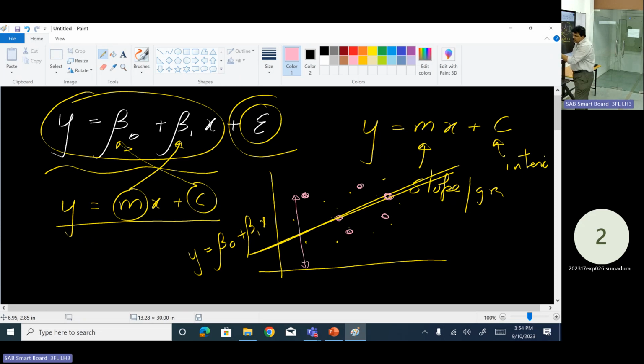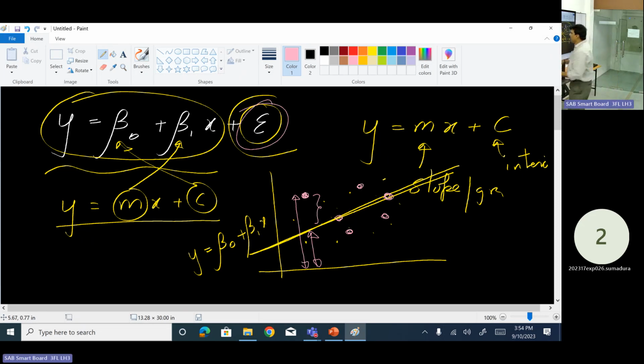Out of that, this part is covered by this model. So the model covers this portion. Between the actual point and this model, there is a gap, which is called the error term. That error is covered by this epsilon.